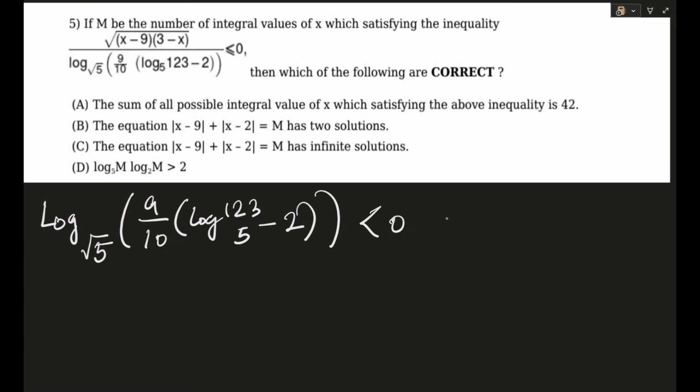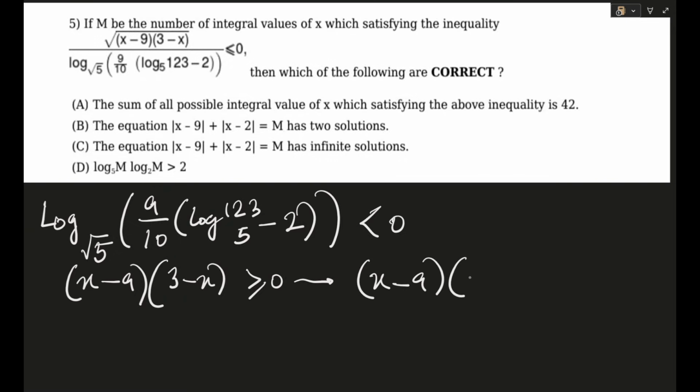first thing is the denominator can't be equal to 0. Second thing, if this particular fraction is less than or equal to 0, it means that the denominator has to be less than 0, because the numerator is a square root which can't be negative. So from here, this is the first inequality, and another inequality that we get is x minus 9 into 3 minus x. This has to be greater than or equal to 0. So from here, if we flip the signs, x minus 9 into x minus 3 will be less than or equal to 0. So you get x belonging to 3 to 9 closed.